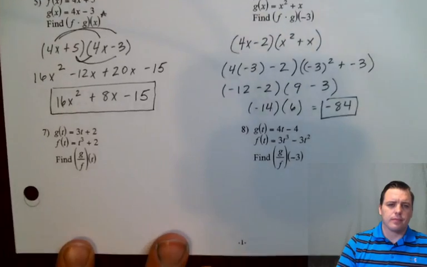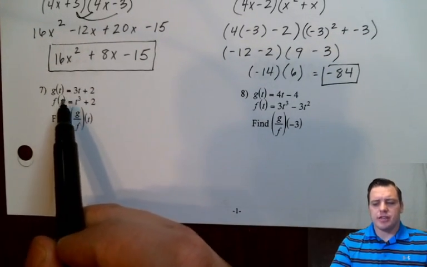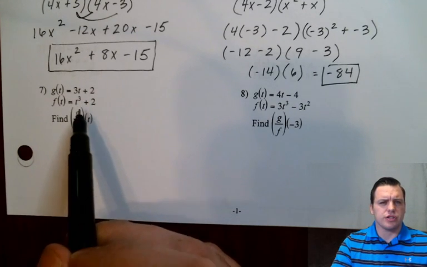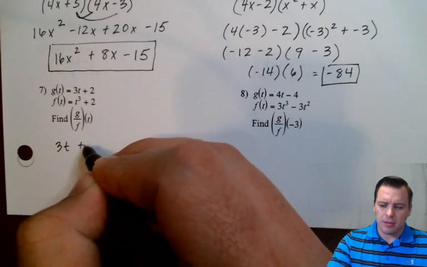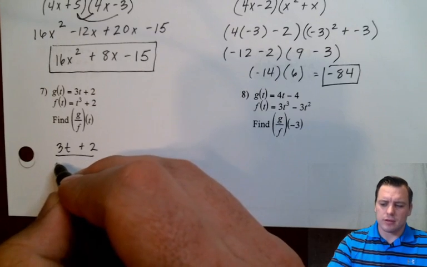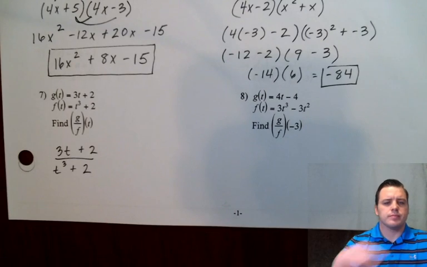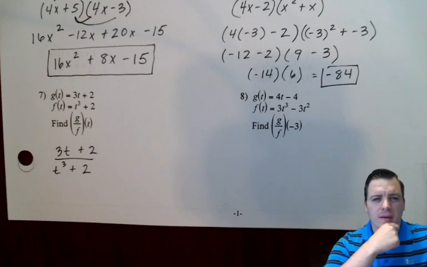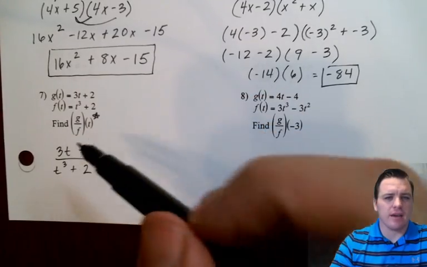Okay. Slip it down here to the division of functions. So let's divide them now. g of t is equal to 3t plus 2, and f of t is equal to t cubed plus 2. It's g divided by f. So we say 3t plus 2 over t cubed plus 2. Now, this is in terms of t, so I'm not plugging anything in.